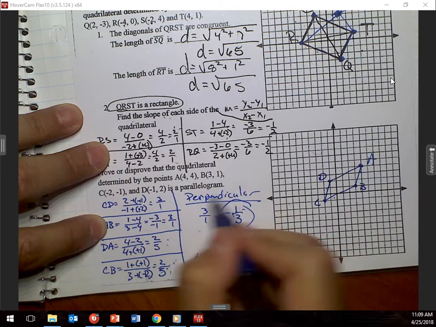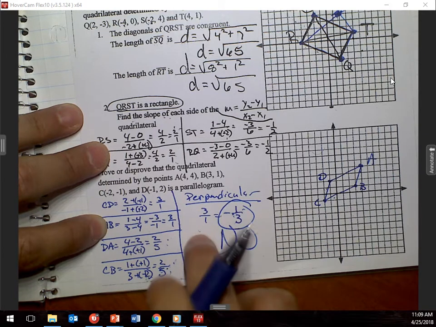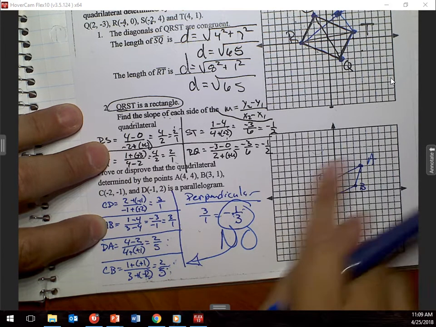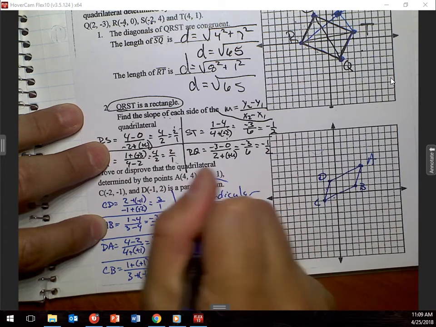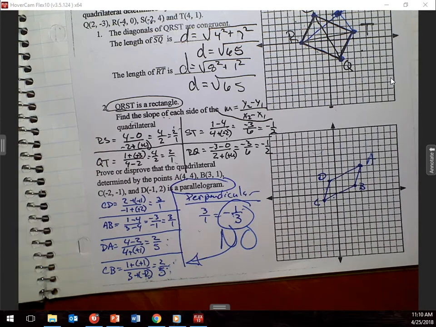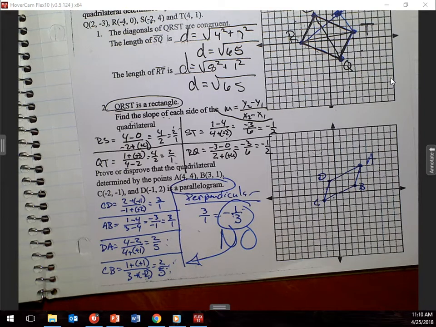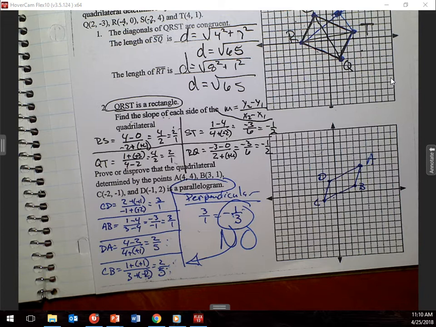So it's not going to be perpendicular, so this is not going to be a right angle. So this is only a parallelogram. It's not going to be the rectangle. Questions, concerns, complaints? All right, we have like 1 minute.